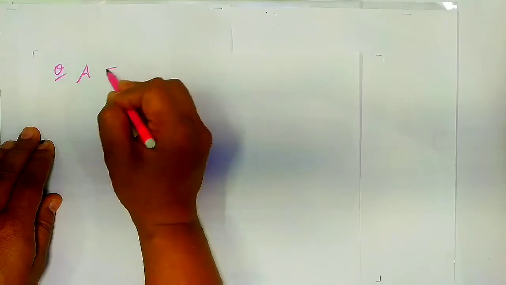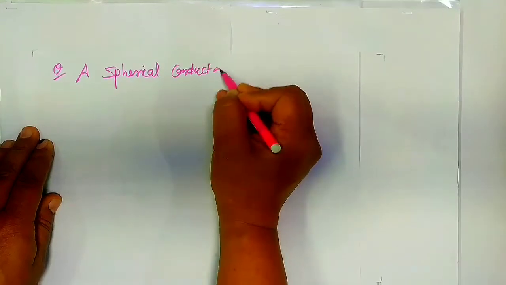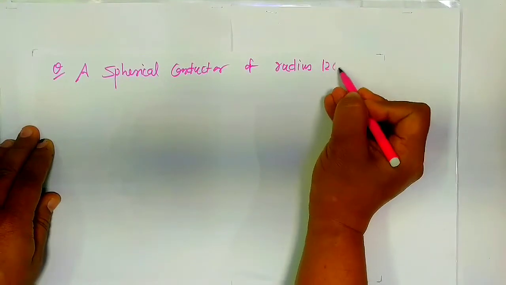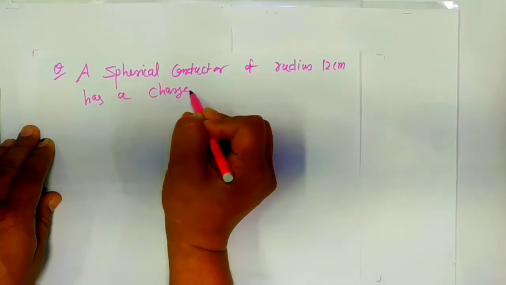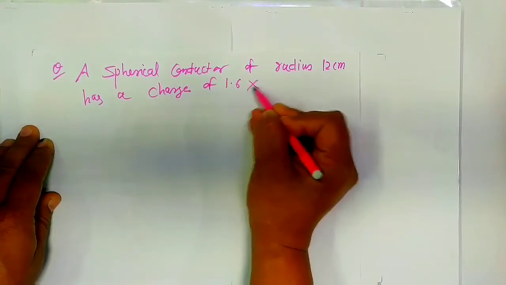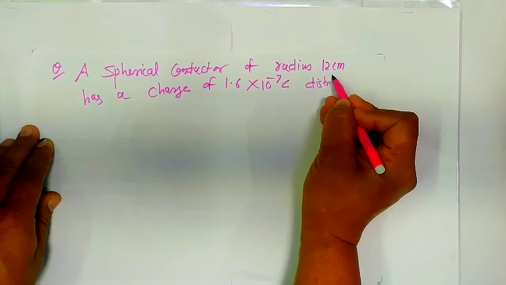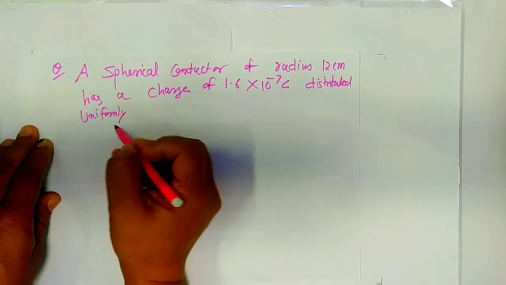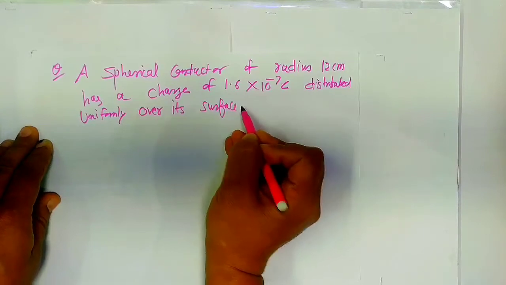So if I have a simple question, a spherical conductor of radius 12 centimeter, which has come in the NCERT board exam, and has a charge of 1.6 into 10 to the power minus 7 coulomb, distributed uniformly over its surface.